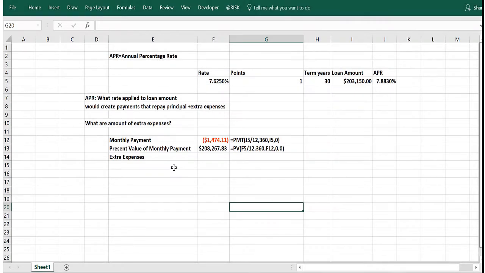In this video, we're going to explore what APR, or annual percentage rate, means in the context of a loan. Let's suppose you're borrowing $203,150 for a home, and you're going to pay monthly payments on a 30-year loan, end of month payments.